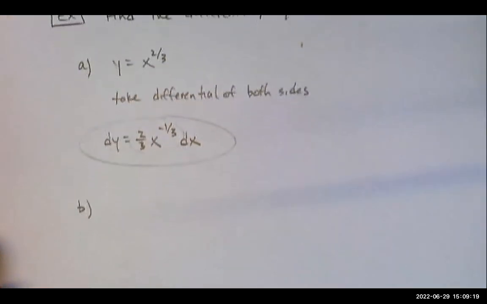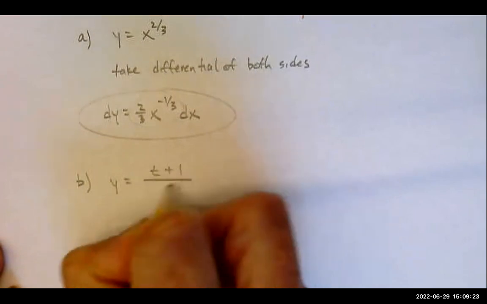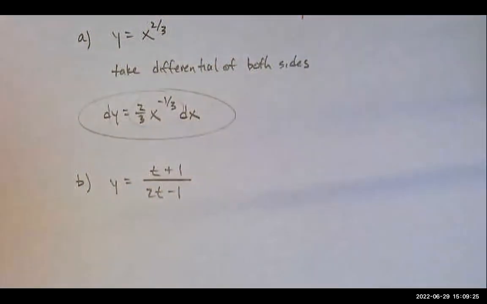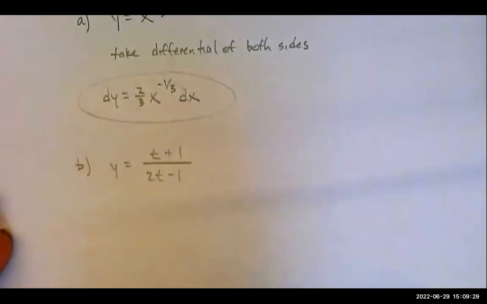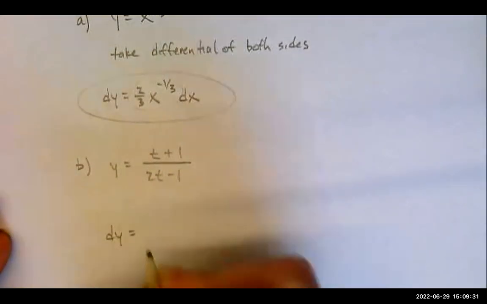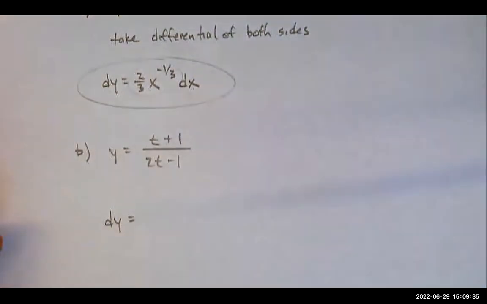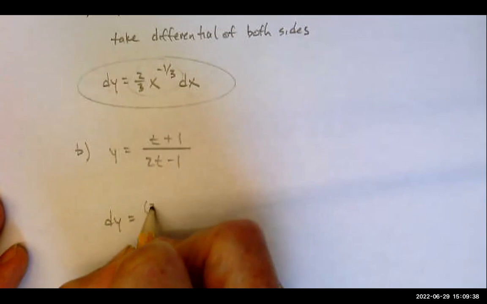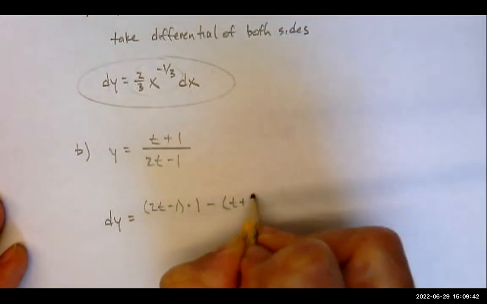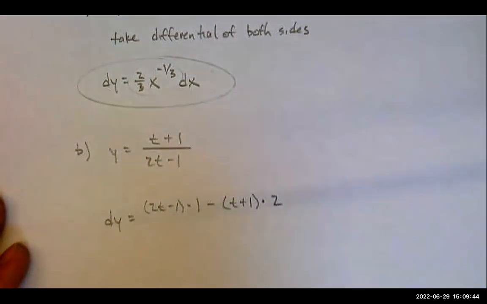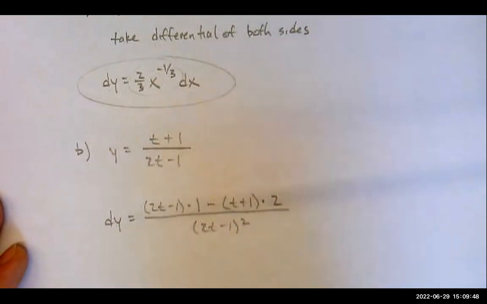Let's try out something a little bit harder. y equals (t plus 1) over (2t minus 1). For the left side, the differential is simply dy. For the right side, I need to take the derivative. That's going to require a quotient rule: low d high minus high d low, all over the low squared.